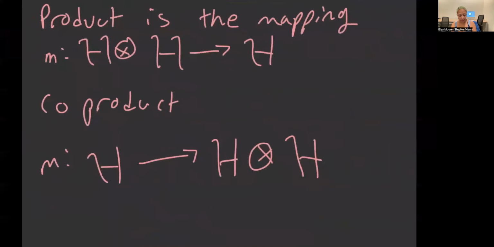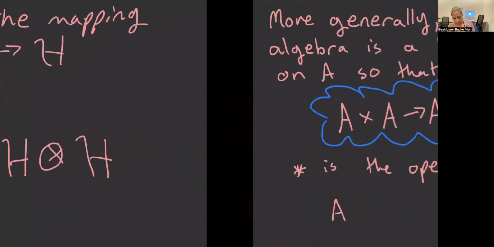The product is this mapping of the tensor product of our Hopf algebra with itself to the Hopf algebra, and the co-product is the reverse of this. So it's a mapping of the Hopf algebra to the tensor product of the Hopf algebra with itself. I'm going to go a little more in depth with this idea because it can be a bit confusing.